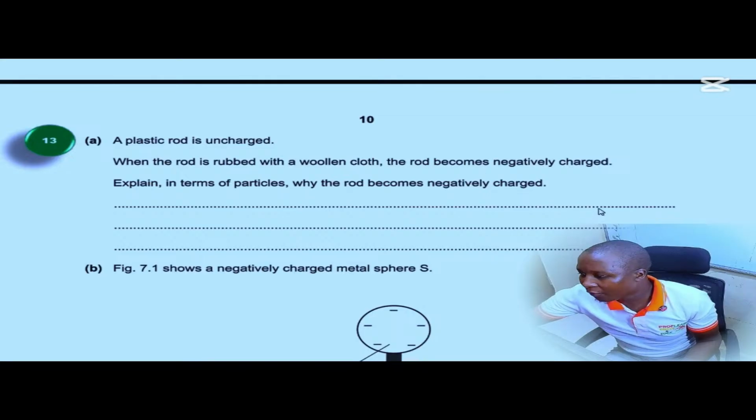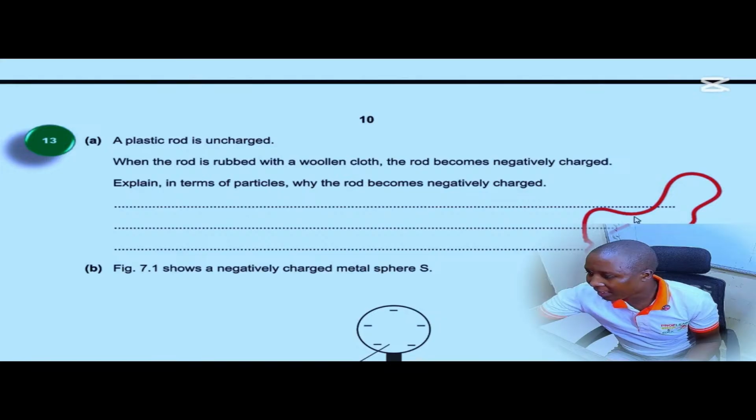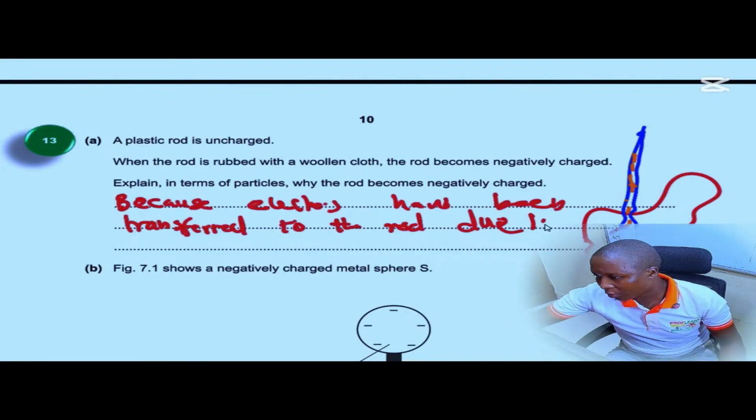So meaning, if we are talking of a piece of cloth like this, which has positive and negative charges, and then a rod is rubbed on it, the electrons will be transferred due to friction.